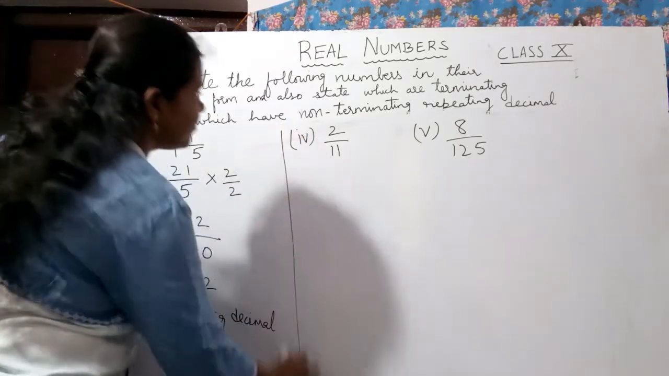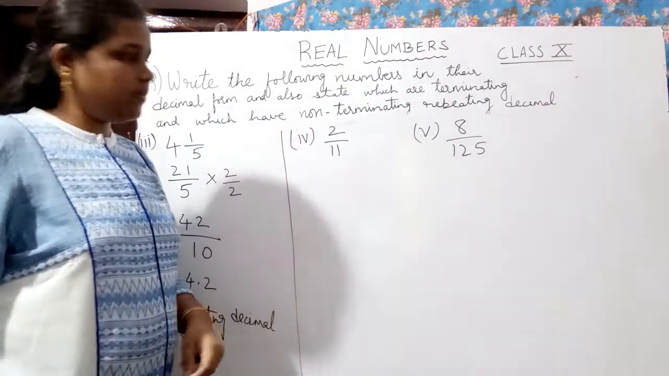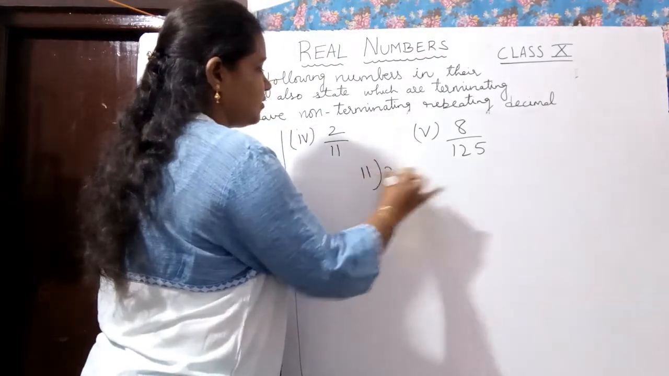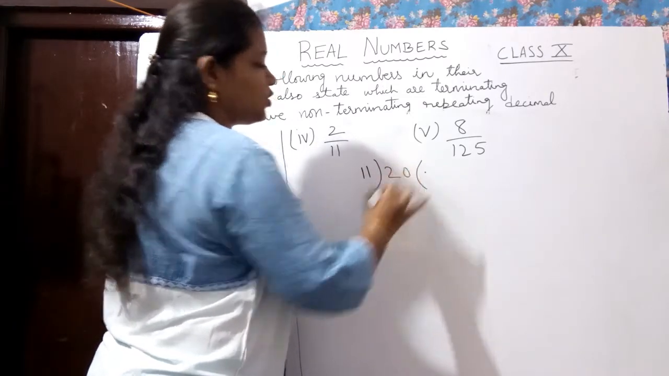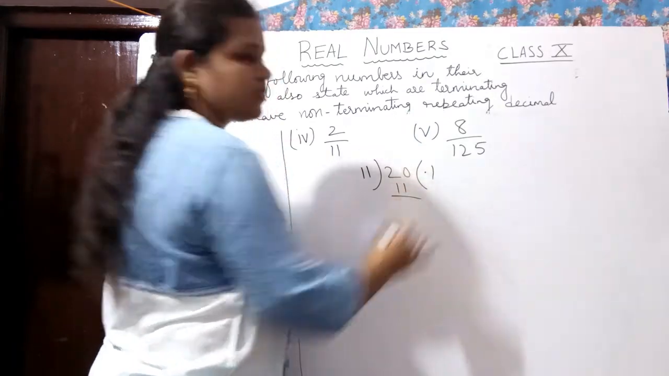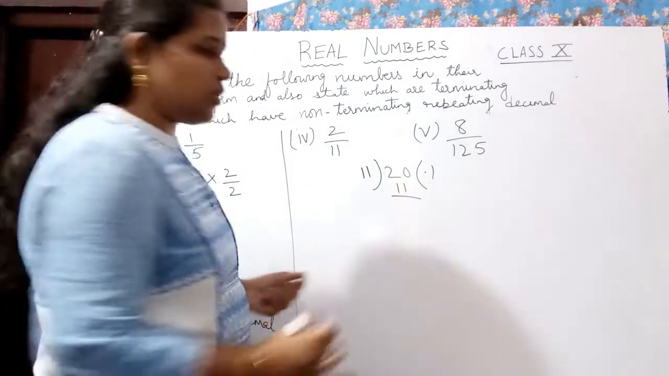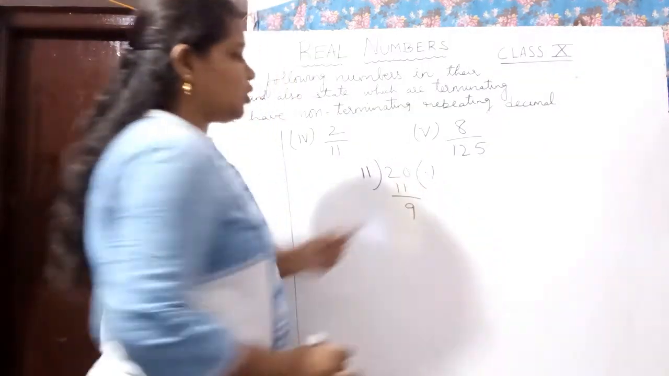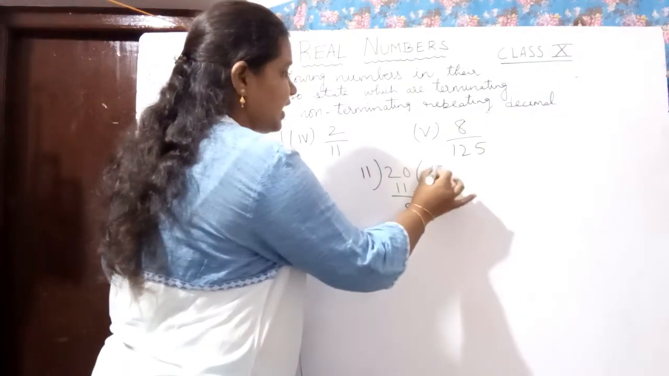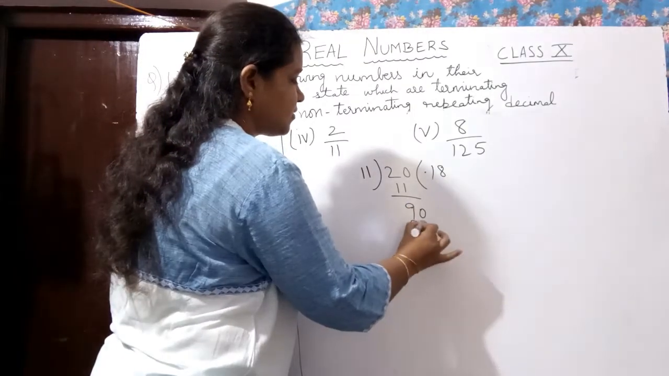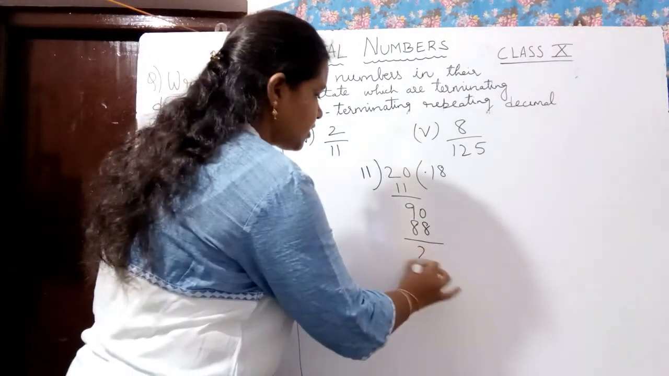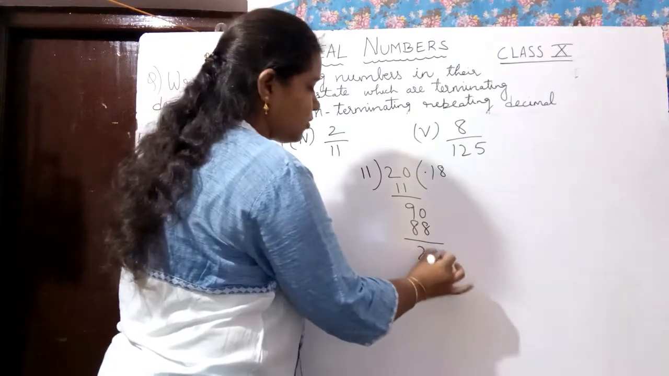Next, you have 2 by 11. Let us divide 2 by 11. Put a point here and then 0. Then what will you get? 11 ones are 11. 20 minus 11 is 9. Because I have a decimal point here, I can put 0 here. 11 8s are 88. 90 minus 88 is 2.